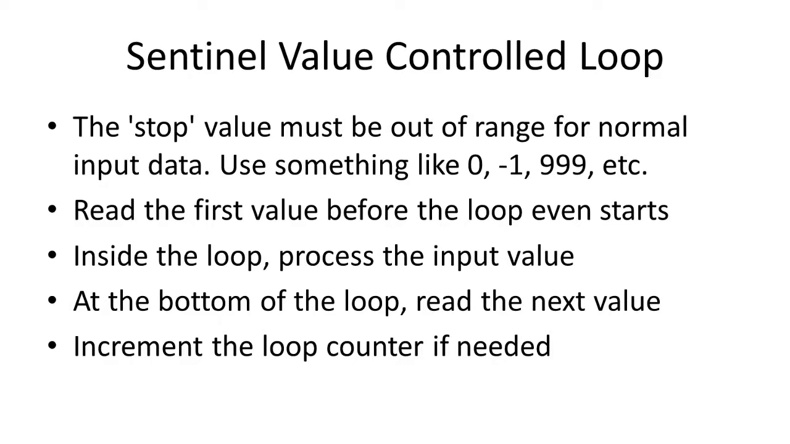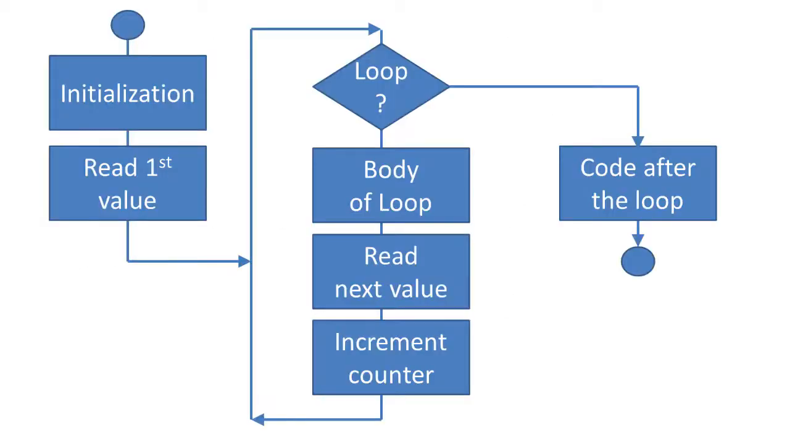The Sentinel value-controlled loop reads the first value before the loop even starts. Once inside the loop, that value is processed and any additional processing takes place. Although it may look weird, the next value is read at the bottom of the loop and the loop counter is incremented. Here is a flowchart for a Sentinel value-controlled loop.